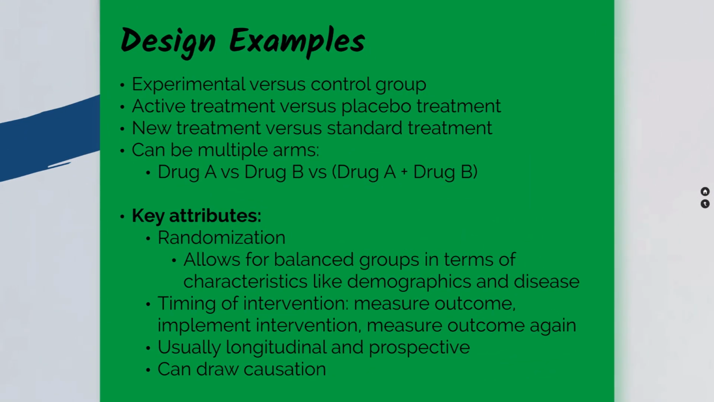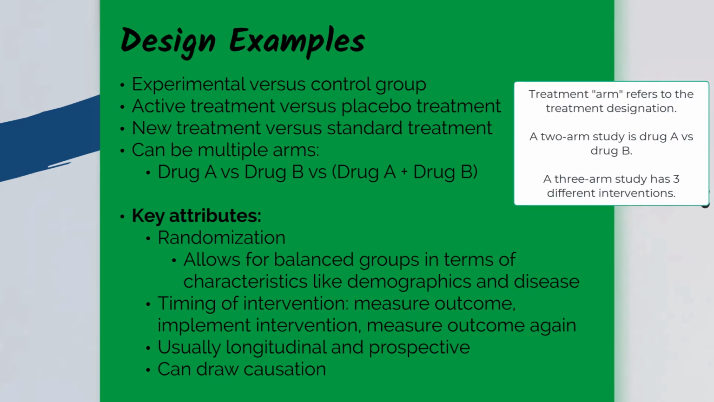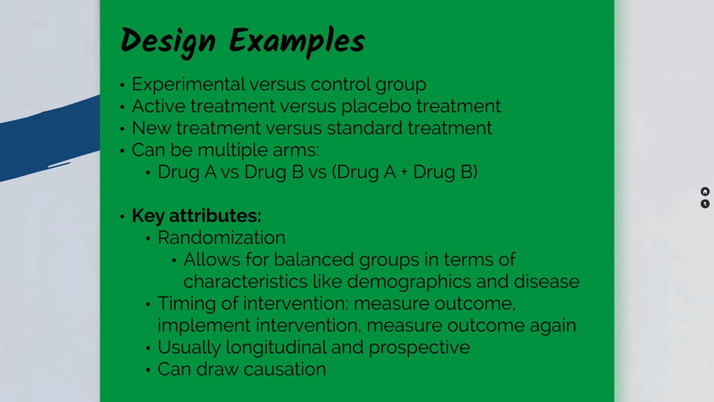Experimental versus control groups, active treatments versus placebo treatments, new treatments versus standard treatments. And of course, it could be multiple arms. You could be looking at drug A versus drug B versus people who take both drug A and drug B at the same time. The key attributes to experimental designs is that they almost always include randomization.